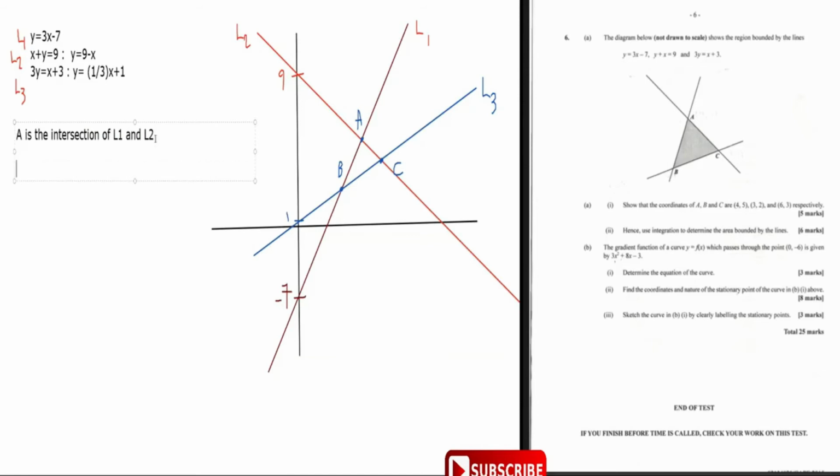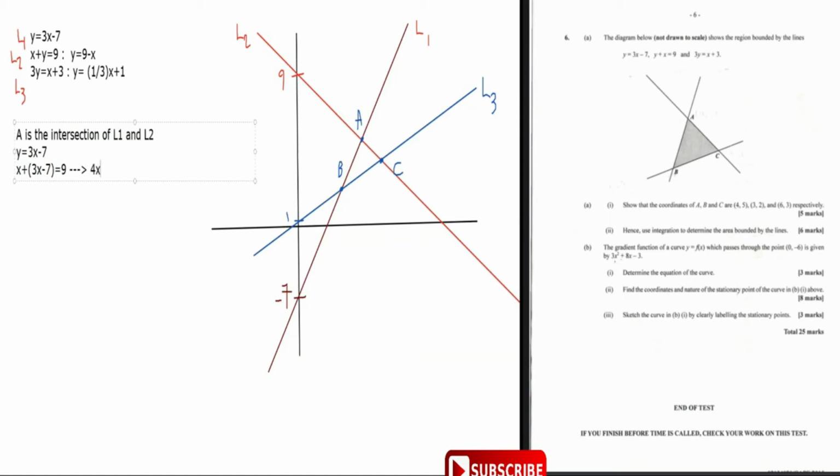So solving them simultaneously, A being the intersection of L1 and L2, L1 is y equals 3x minus 7. And then the next one is x plus y. So it's going to be x plus, what is y? y is 3x minus 7. We substitute it into the second one, that's equal to 9. And so what that implies then is that we're getting 4x.